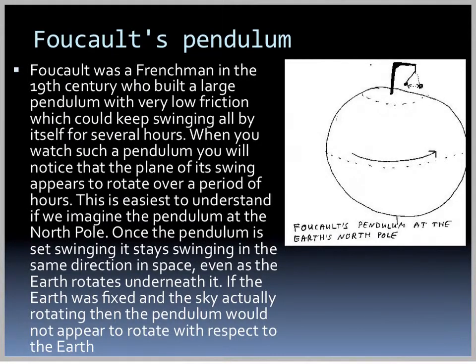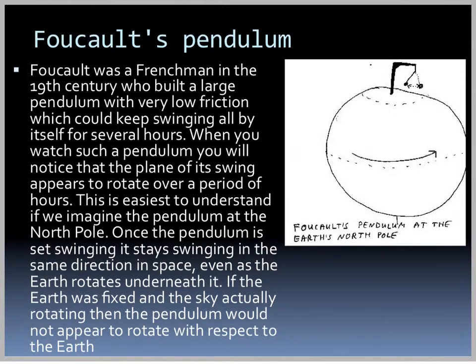Foucault was a Frenchman in the 19th century who built this large pendulum with very low friction, which could keep swinging all by itself for several hours. When you watch a pendulum, you'll notice that the plane of its swing appears to rotate over the period of hours. Now, it's easiest to understand this if we imagine a Foucault pendulum built right at the North Pole.